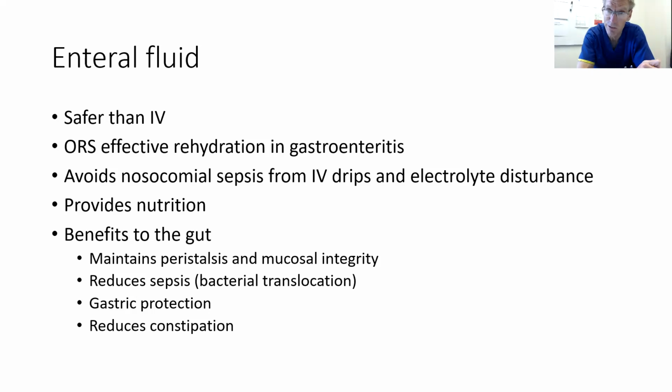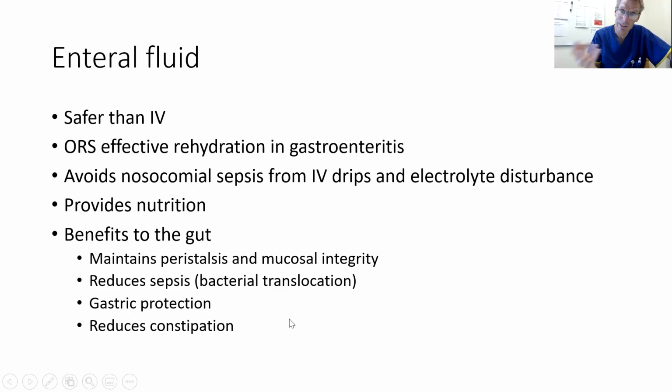If you don't feed a patient for a couple of days, then what happens is the lining of the gastrointestinal tract starts to erode, and that can increase their risk of sepsis. They get bacterial translocation across the bowel wall into the bloodstream, and they're much more at risk of pneumonia and bacteremia than if you can keep some nutrition going. It also produces gastric protection, so that a child who's fed is not likely to get a gastric ulcer, and it reduces constipation.